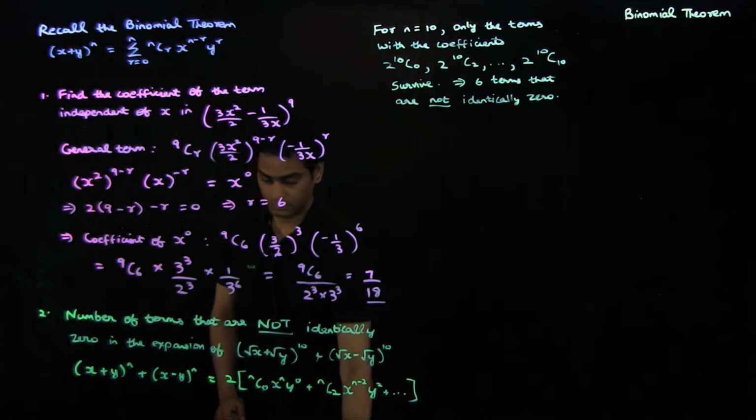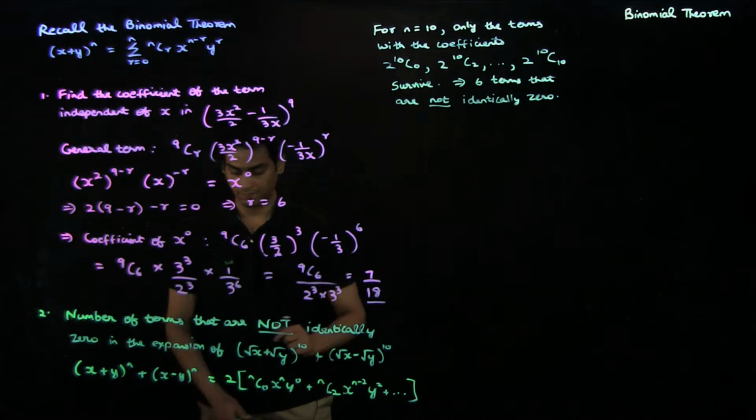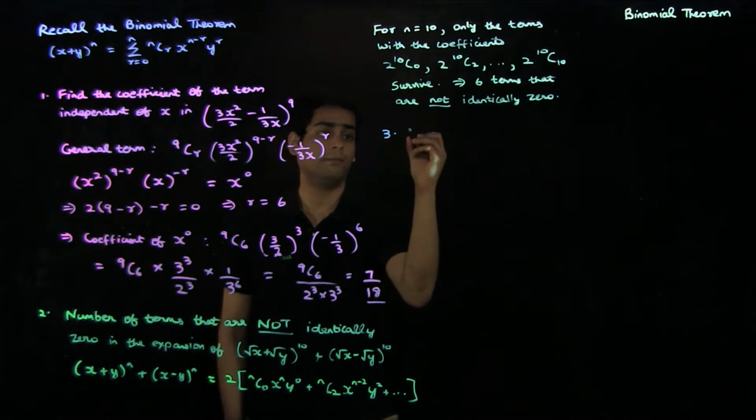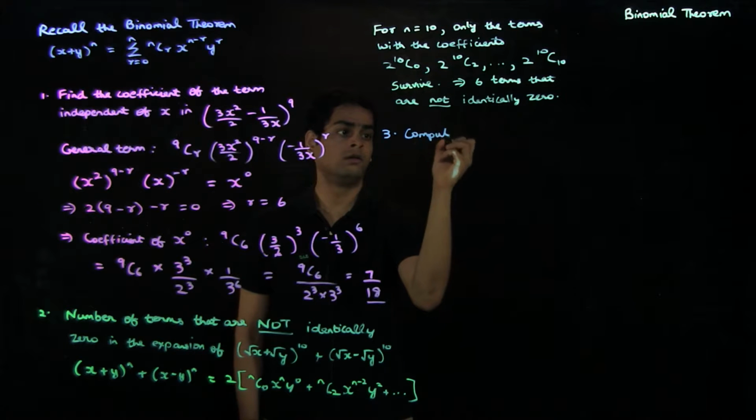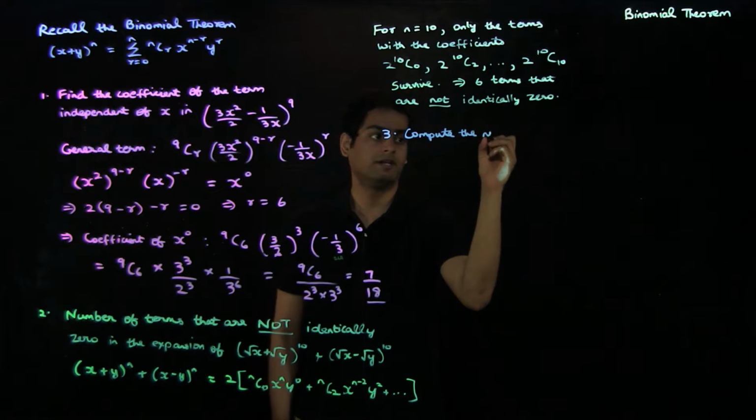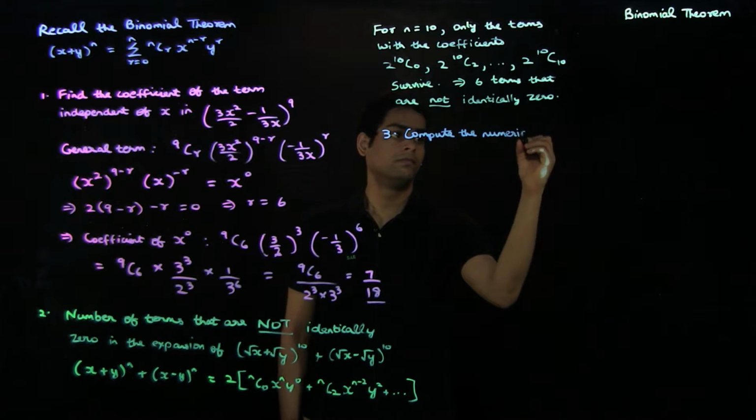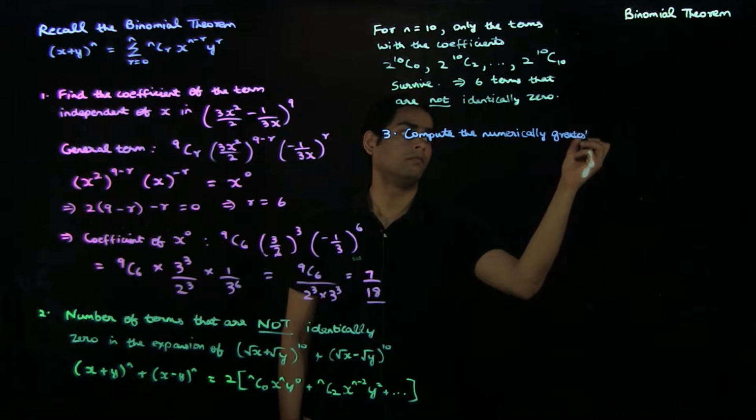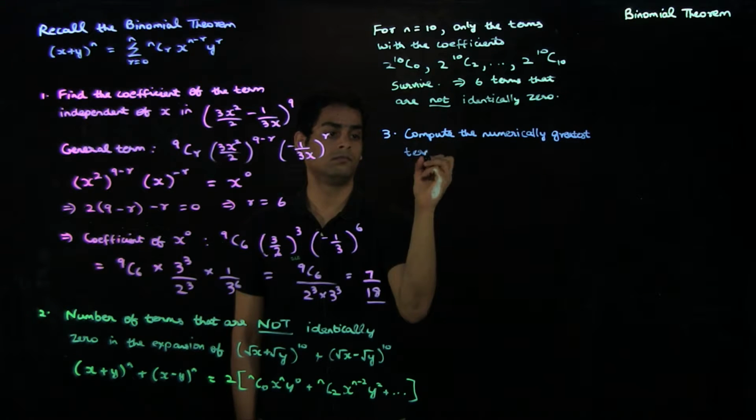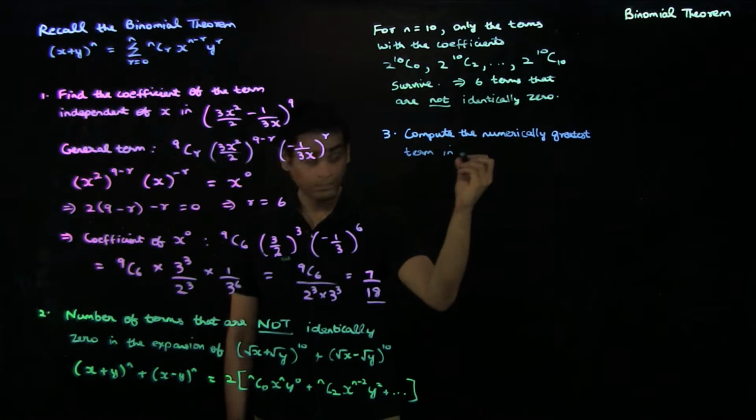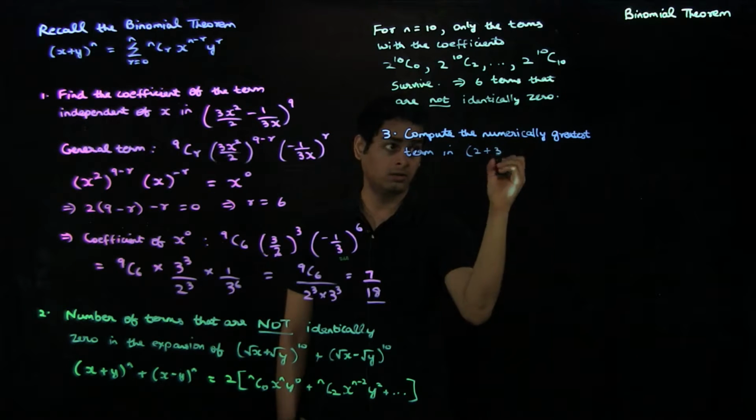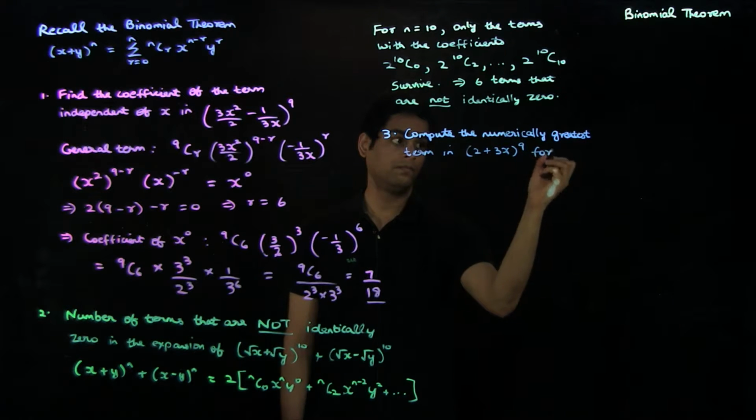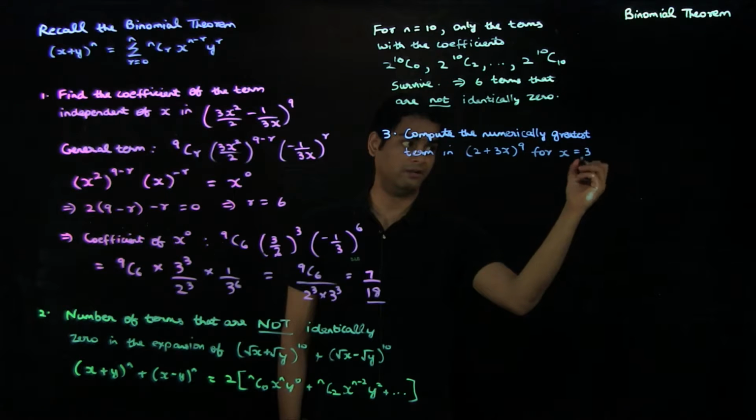So a third example that we look at is the following, which says compute the numerically greatest term in (2 plus 3x) whole power 9 for x equals 3 by 2.